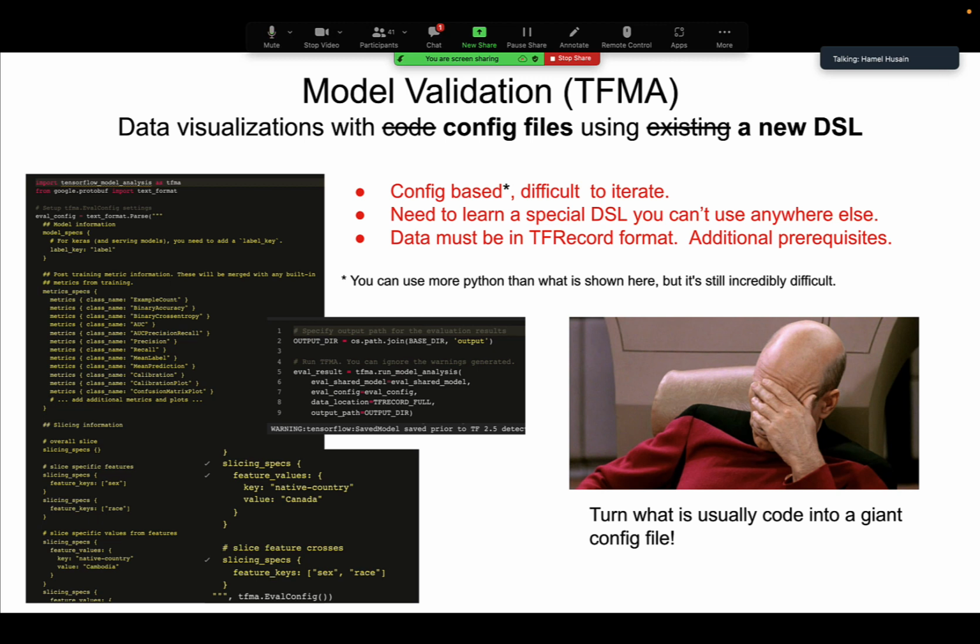TFX has a sub-project called TensorFlow Model Analysis. The basic crux of it is you define config files. You define these JSON files that you see here, and that defines your visualizations. And again, it's very difficult to iterate. It's not interactive. If you want to make a change to a visualization, first of all, you have to learn this special DSL for visualizations, and it can very much slow you down.